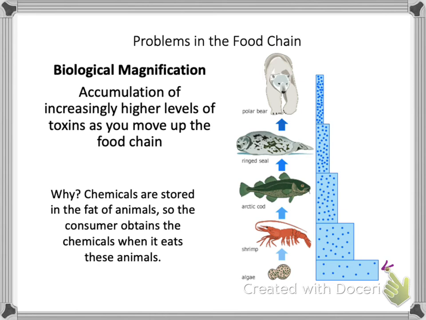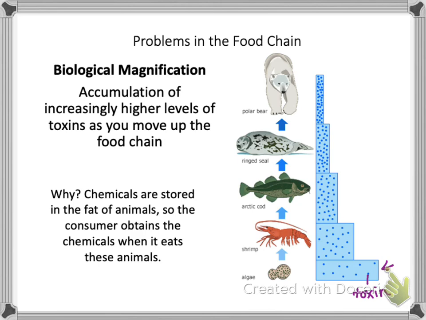But these dots are going to represent a toxin. So let's say it's mercury in the water, okay? So there's mercury that is on the algae. When the shrimp eat the algae, they're going to gain that mercury on the algae that they eat. But because shrimp have to eat multiple algae in order to get enough energy to survive because of energy loss, they're going to gain more toxins.